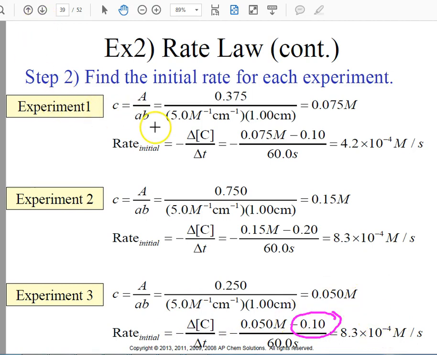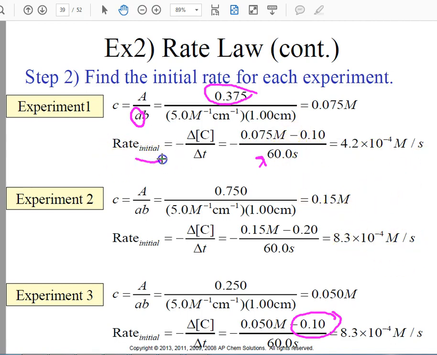So let's back up. We figured out little a in step 1. We're using that along with our absorbance at 60 seconds to find our concentration at 60 seconds. Then we're saying, okay, how much did that concentration change? Let's divide that by the time, and there is our rate.